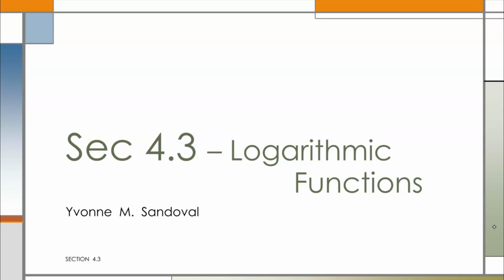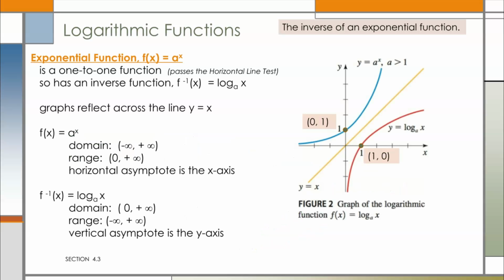Section 4.3, Logarithmic Functions, Part 1. Logarithmic functions and exponential functions are inverses of one another.